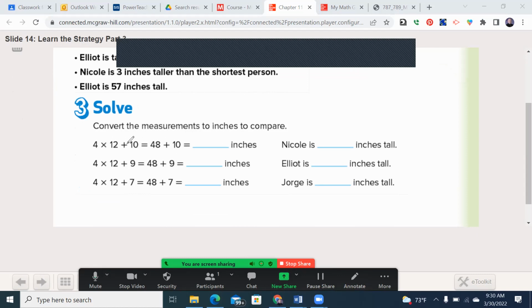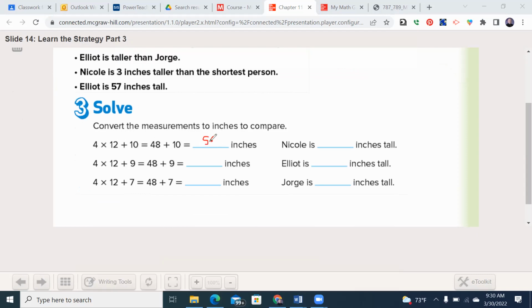And we can start doing some math here. 4 times 12, because that comes from 4 feet. There's 12 inches in a foot. 4 times 12 is 48, plus 10 is 58. 4 times 12 plus 9 is going to be 57. And plus 7 gives me 55 inches.